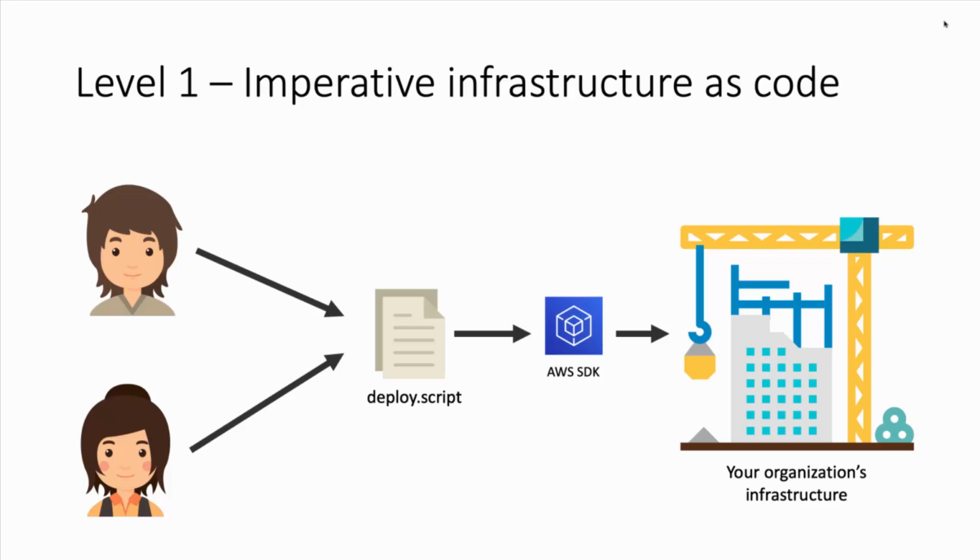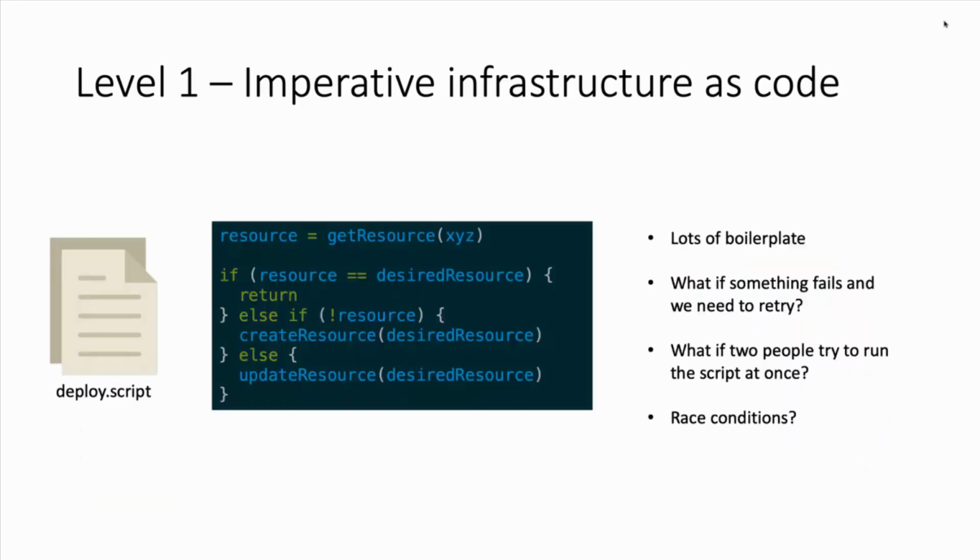It could be written in any language. It could be a Bash script. It could be JavaScript. It could be Python. Whatever language they're developing in. They're writing a script which uses the AWS SDK to talk via the AWS API and create organizations infrastructure. Now, this works. It's definitely better than doing things by hand. Here's what that ends up looking like.